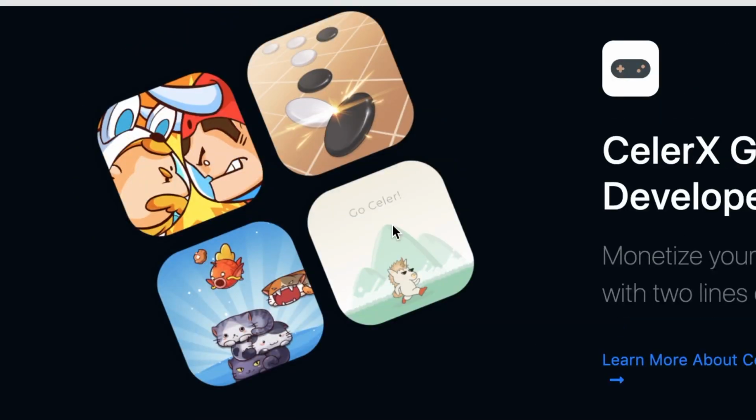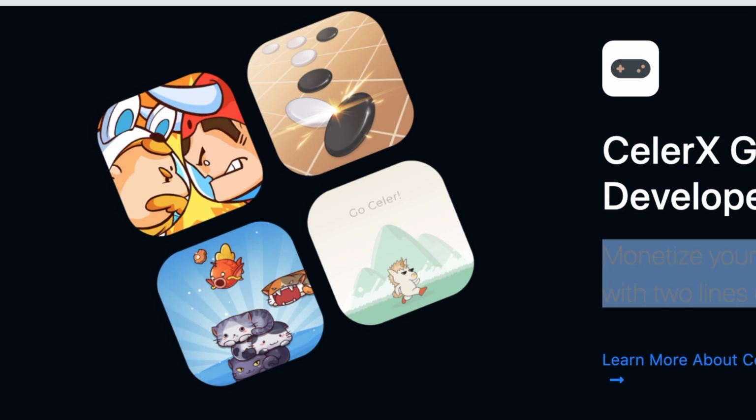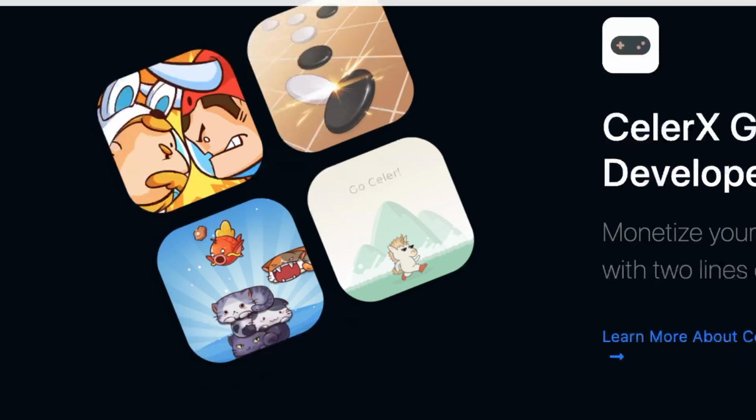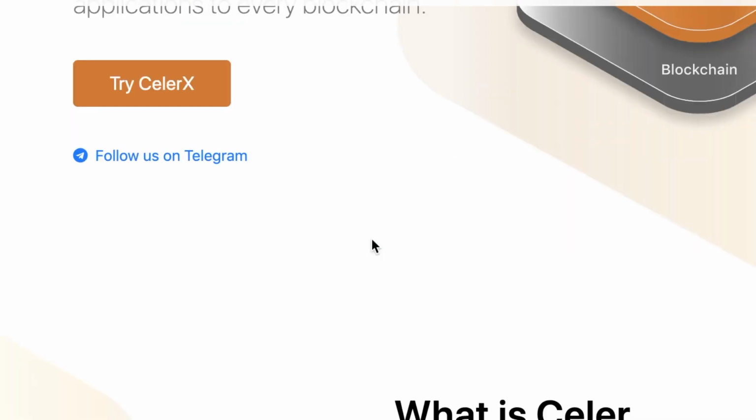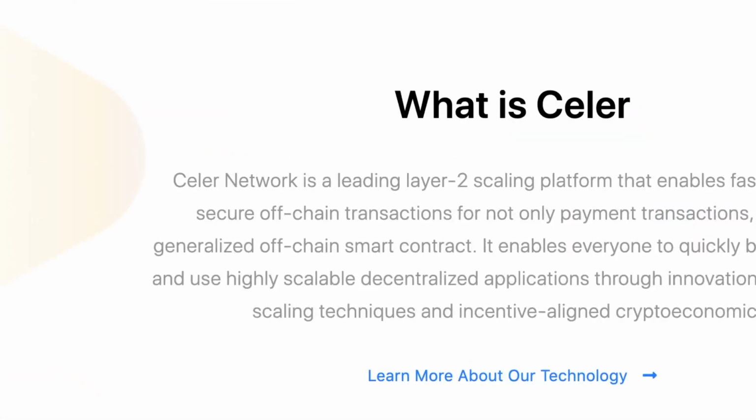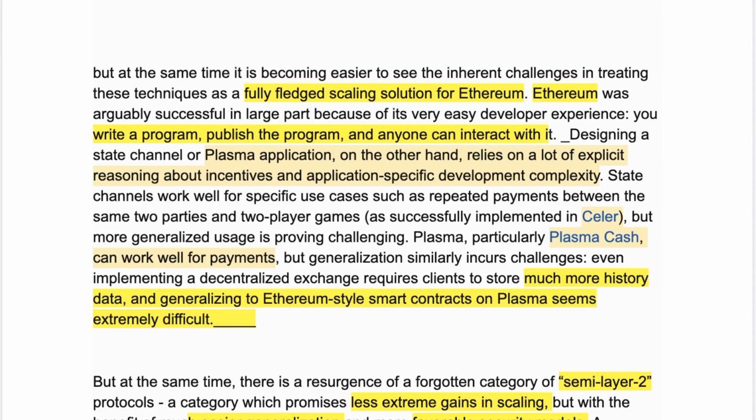You can develop games on Celer with the SDK. So very interesting. You can monetize your HTML5 games with just 2 lines of code as an example. And that's an example of a state channel use case. So let's go back to the article.